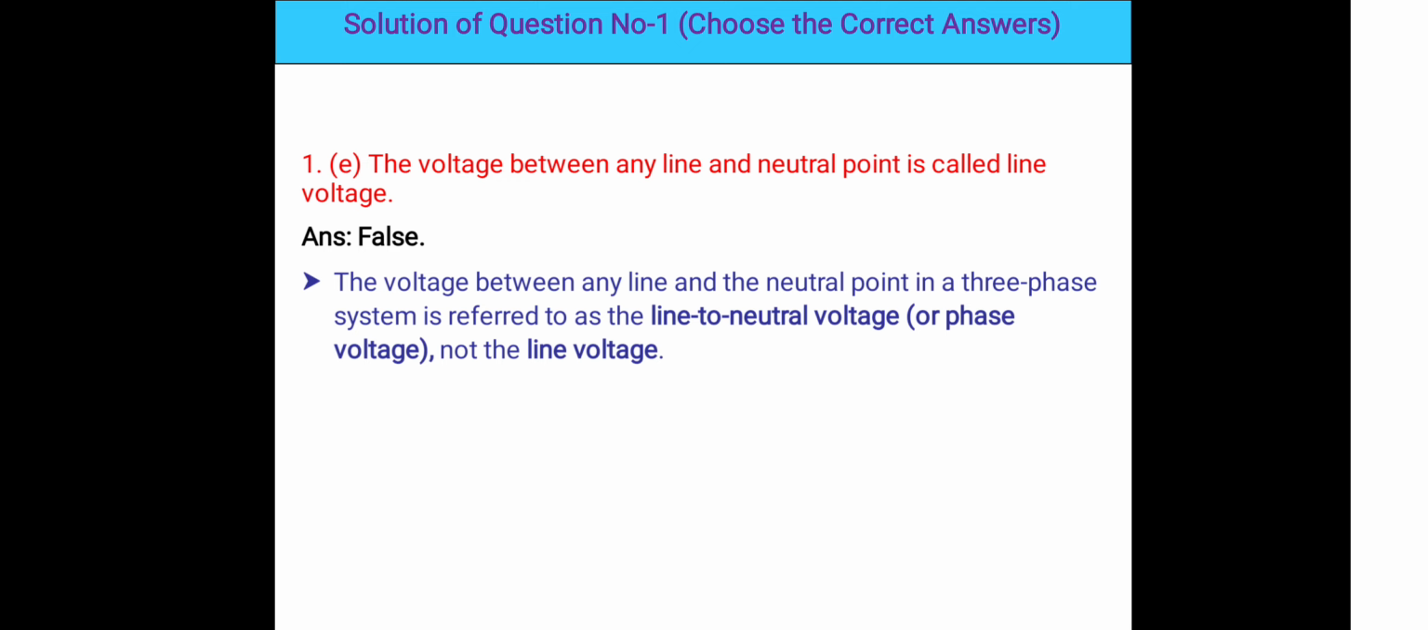So the voltage between any line or neutral point in a three-phase system is referred to as the line to neutral voltage or phasor voltage, not line voltage. Remember this definition.